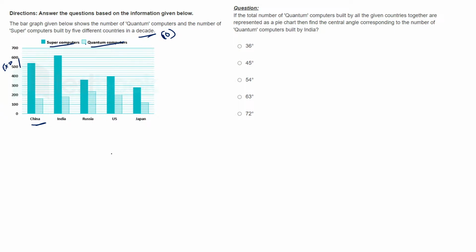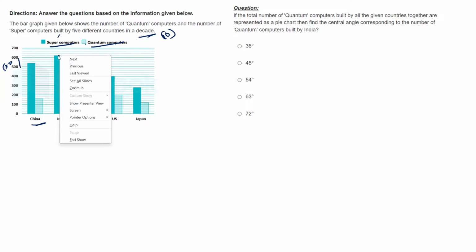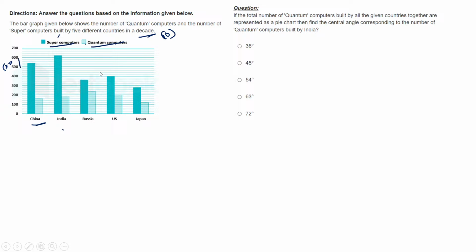And if you observe the second one, India supercomputers, we are having the mark here, so take it as 620, because each horizontal line is going to indicate 20 marks, like this: 620, 640, 660, 680 and 700, like that.